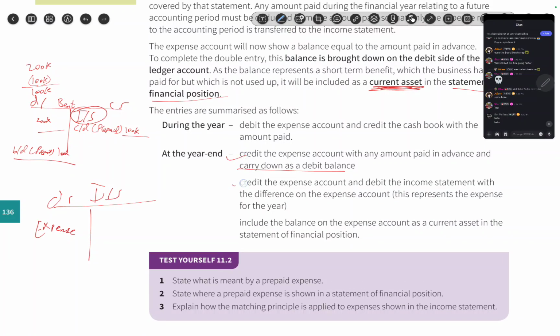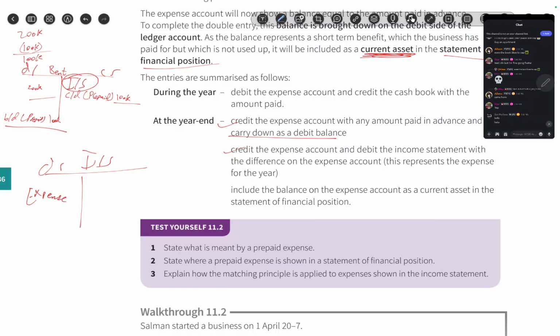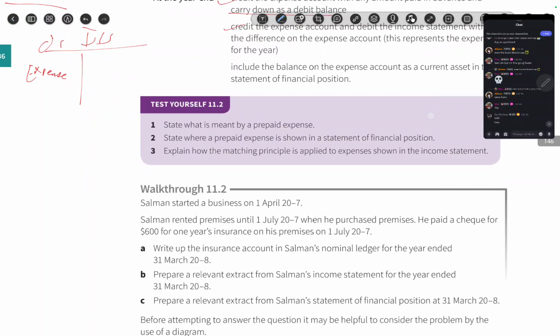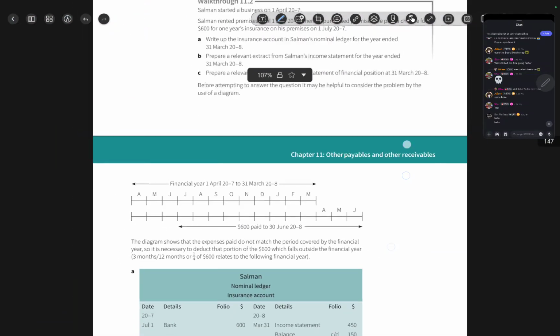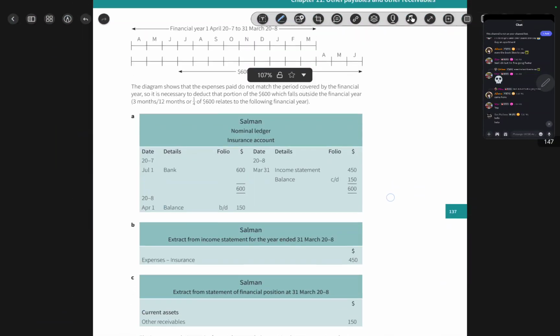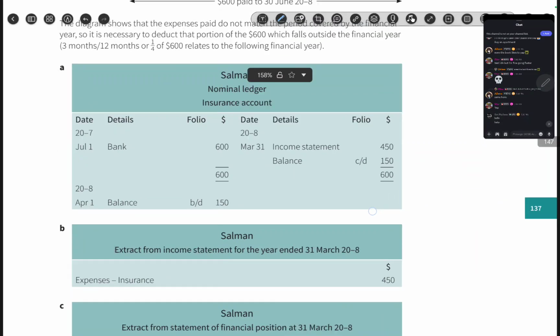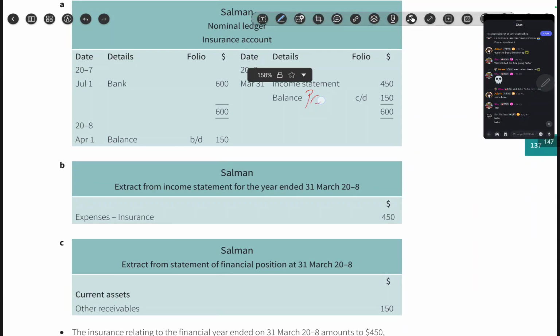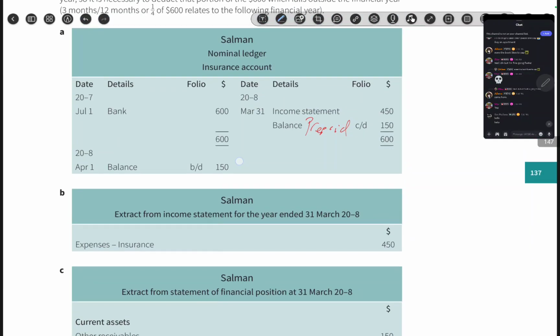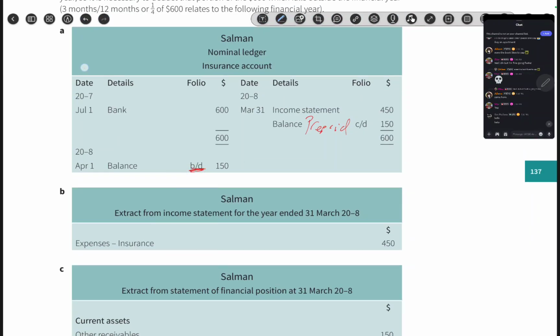Oh yeah, okay, we already read this. Credit the expense account and debit the income statement. Include the balance of the expense account as a current asset in the statement of financial position. Then they're just giving us an example of prepaid expenses. How do you know if it's prepaid? Because the balance b/d is coming on the debit side, and assets come on the debit side, and that's how you know that this is prepaid.